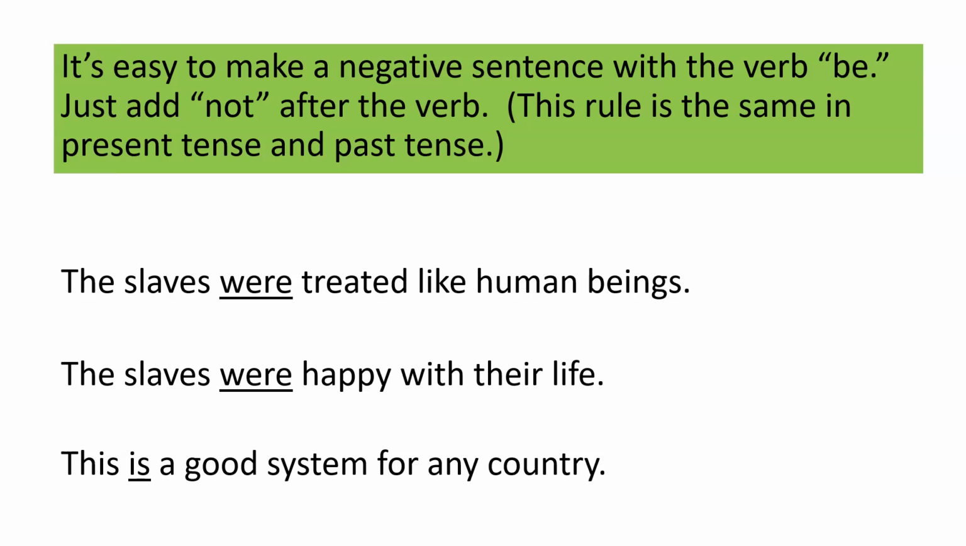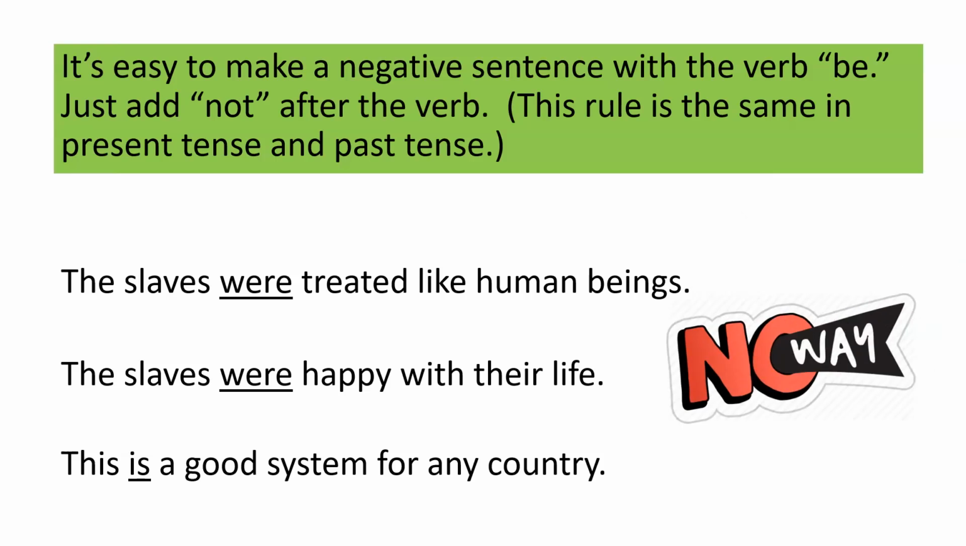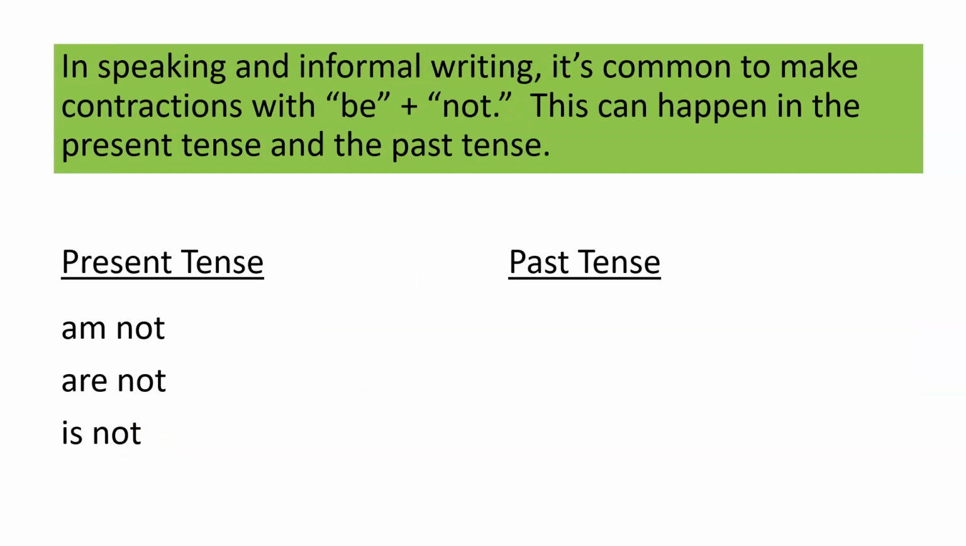So if you look at the first sentence, the slaves were treated like human beings. That's not true at all. The slaves were happy with their life. This is a good system for any country. All of these sentences are totally false, so to make them negative, add the word not. The slaves were not treated like human beings. The slaves were not happy with their life, and this is not a good system for any country.